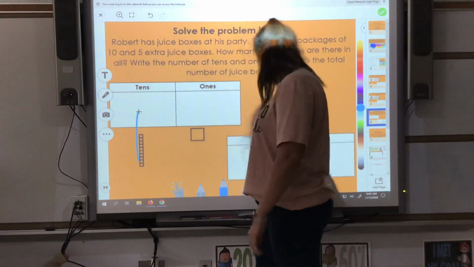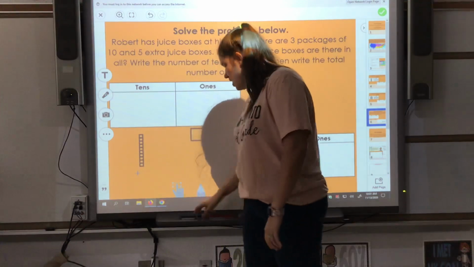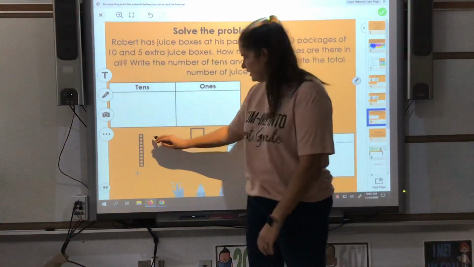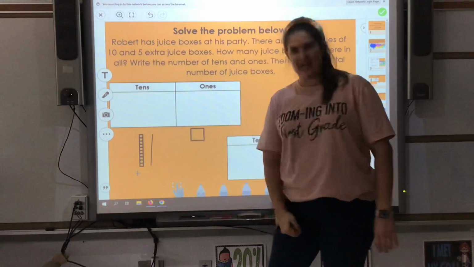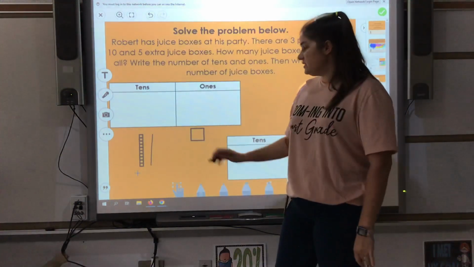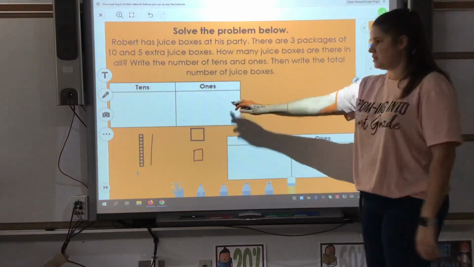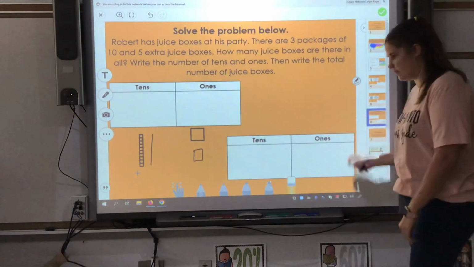You can draw lines. Look, it looks like a 10. Draw a line for your 10s. 3 10s. Draw a box for your ones. Simple and easy. Picture box, number box.